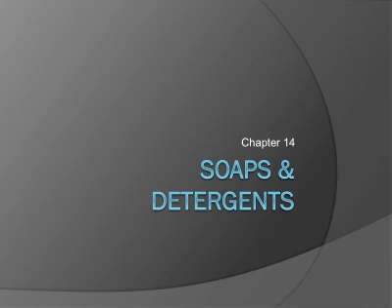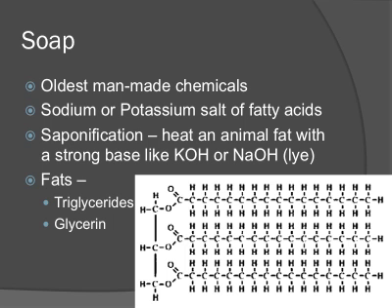All right, so this chapter is all about soaps and detergents. So this is how we clean up the waterways, clean up all of these wastes, clean up all of this stuff. So first of all, soap is one of the oldest man-made chemicals, and it is made from using sodium or potassium salt, so like sodium chloride or any of those types of salts.